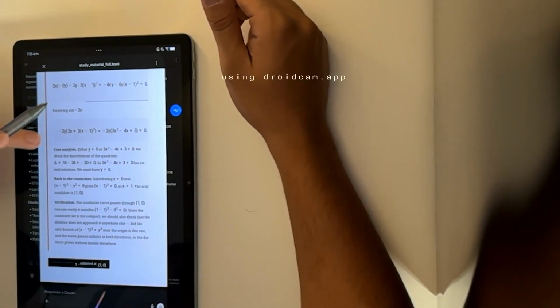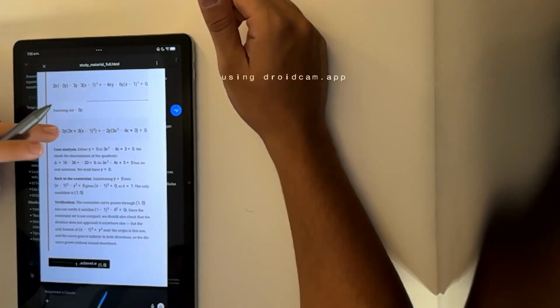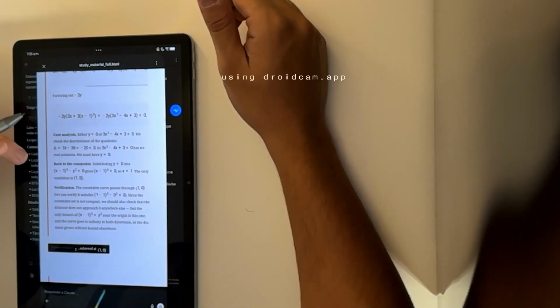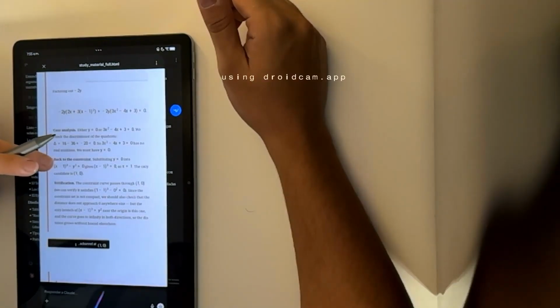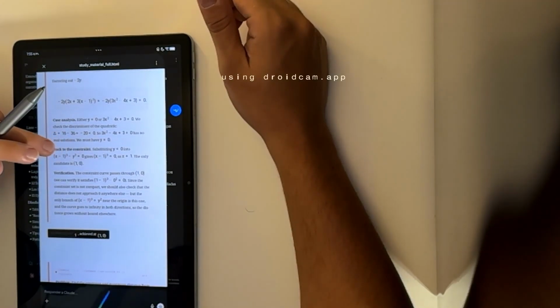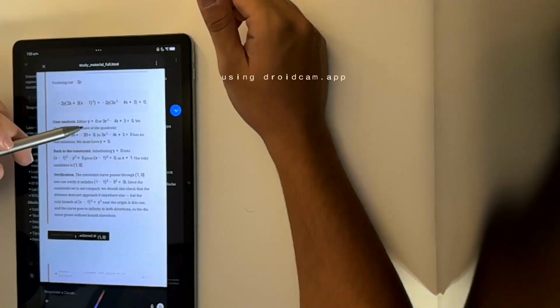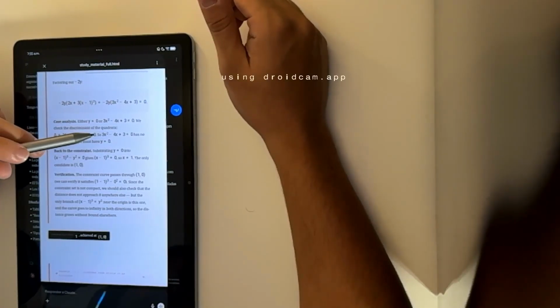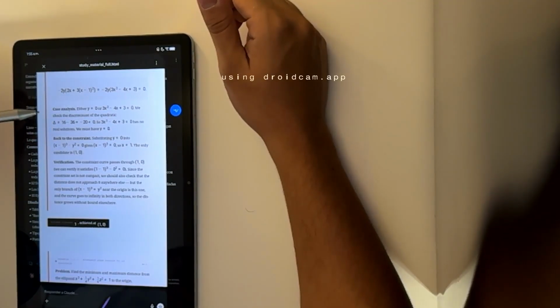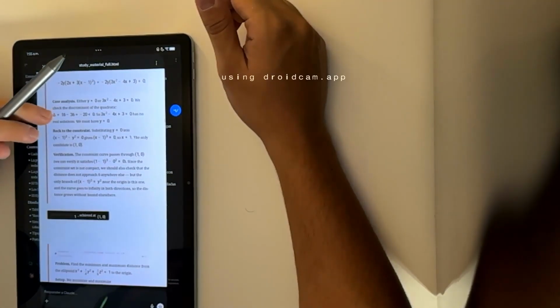Case analysis: either y equals 0 or 3x squared minus 4x plus 3 equals 0. Check the discriminant of the quadratic: 16 minus 36 equals minus 20, which is less than 0. So 3x squared minus 4x plus 3 equals 0 has no real solutions. We must have y equals 0.